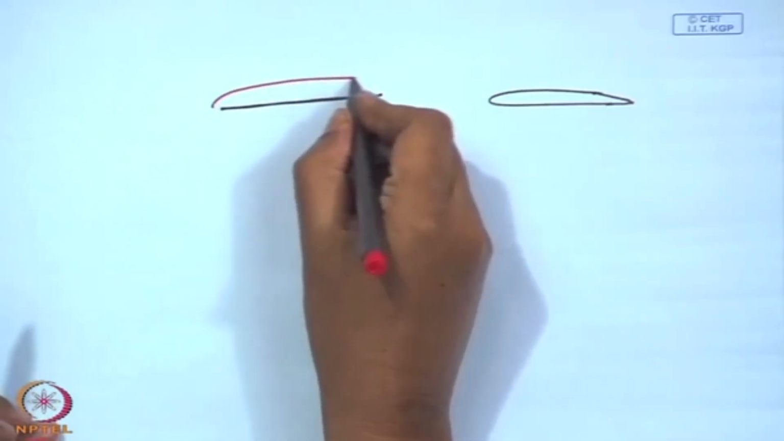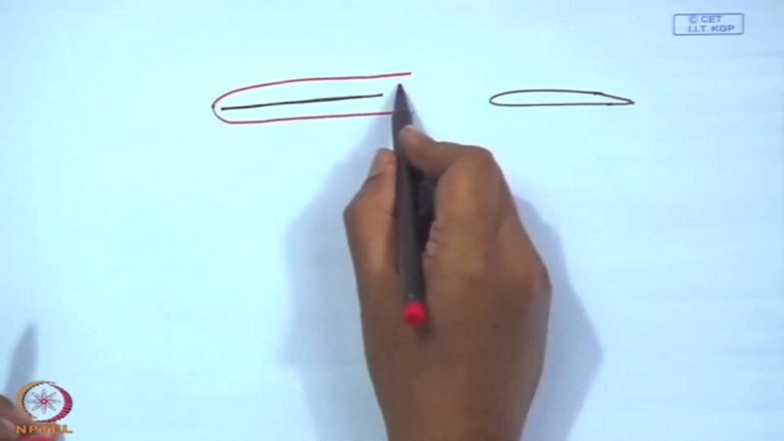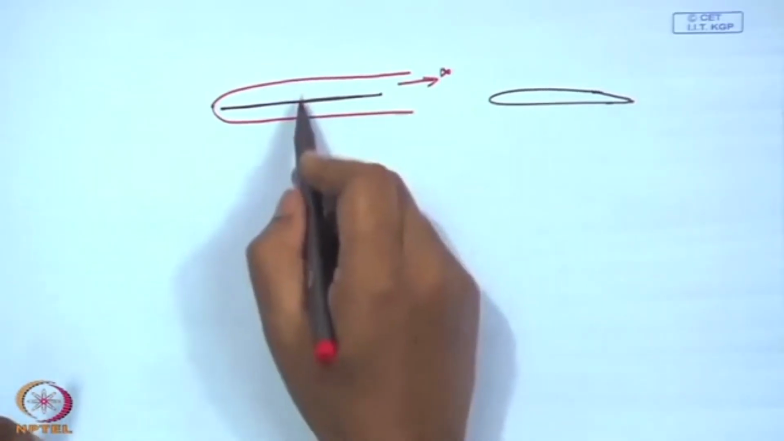However, if the convection and diffusion are of the same order, then the spreading will be much larger. So, this is when, let us say, this is to infinity. Only in this part will the vorticity remain confined because of the mutual action of convection and diffusion.